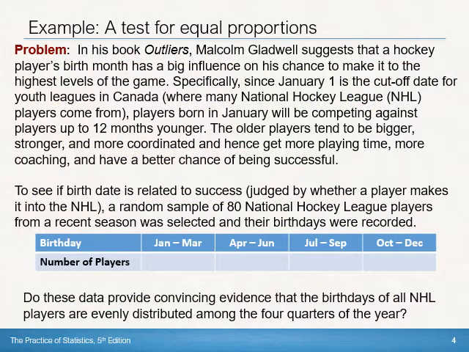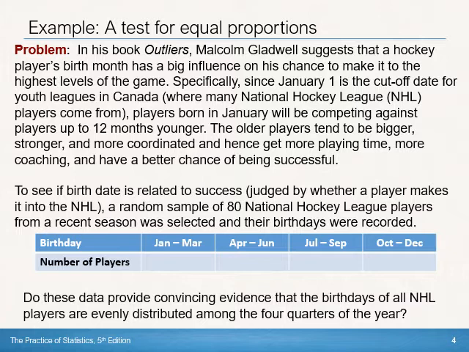All right, so here is the example. In his book Outliers, Malcolm Gladwell suggests that hockey players' birth month has a big influence on their chance to make it into the highest level of the game. Specifically, since January 1st is the cutoff date for Youth League in Canada, where a lot of the NHL players come from, players born in January will be competing against players up to 12 months younger. The older players tend to be bigger, stronger, and more coordinated, and hence get more play time, and as a result, more coaching and better success at being a hockey player.